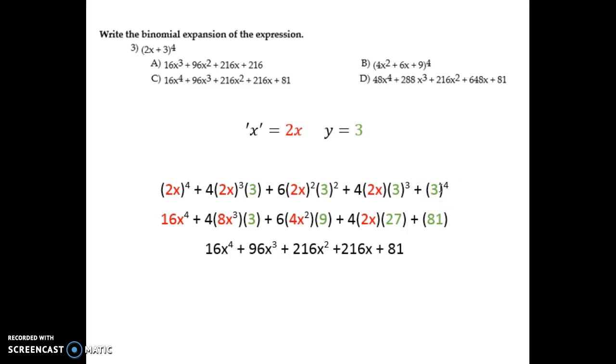And so from here, it's just simplifying. Do 2 to the fourth power and x to the fourth power, you get 16x to the fourth. 2 to the third is 8, and then x to the third. 2 squared is 4, x squared. 3 squared gives you 9. 3 to the third is 27. 3 to the fourth is 81. And from here, you just need to multiply. So that term doesn't change. Here, 4 times 8 times 3 is 96, and so on. Multiply the values out, and you'll get your final expansion.